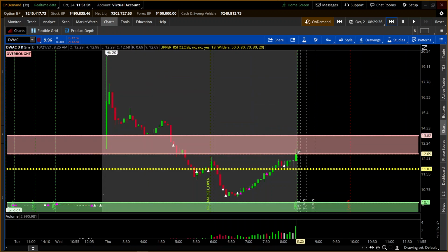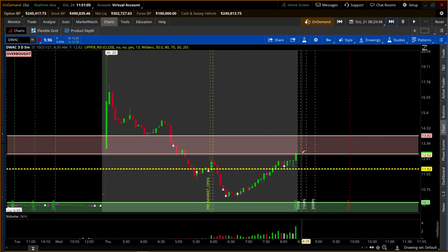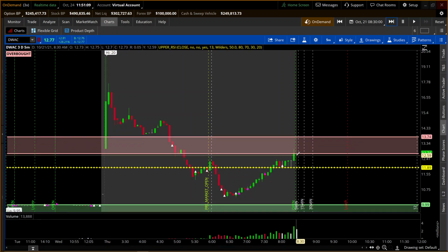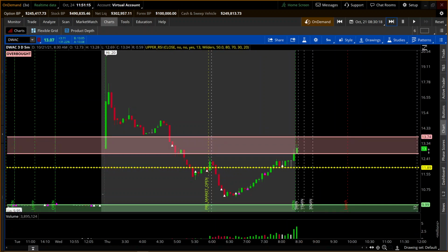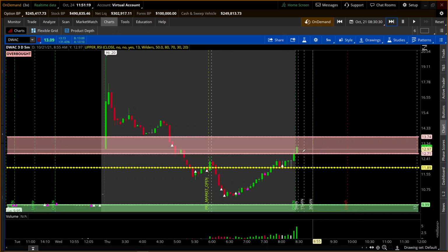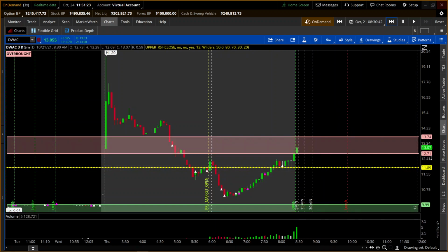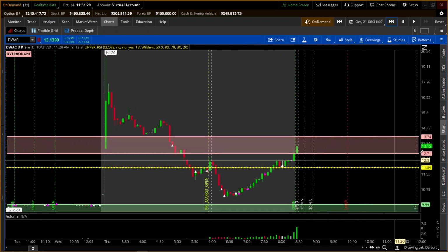As you can see, price is overbought and it's showing the resistance level right there. It should be 5 minutes or 1 minute before the open. There we go, there's the open. It's overbought, so we're going to look for a pullback to take an entry somewhere below 1270, or possibly down here at 1180.